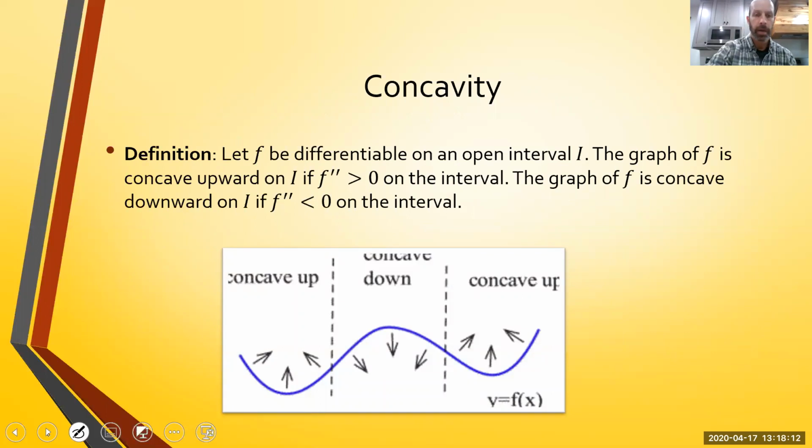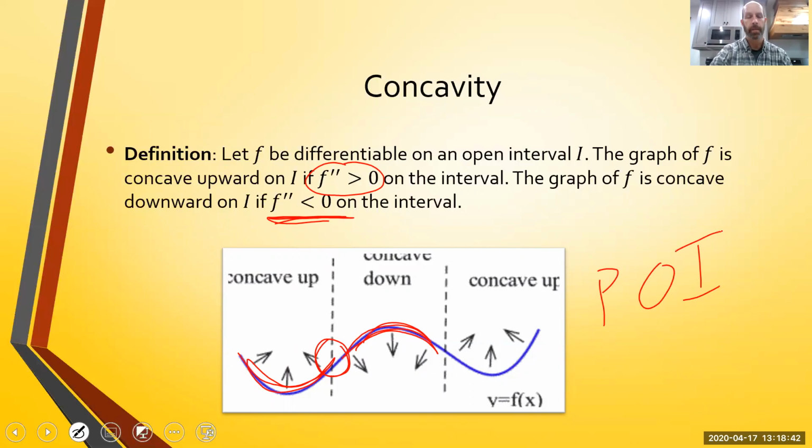Concavity. We say the function is concave up in this area here. It is concave up when f double prime is greater than 0. The second derivative of the function is greater than 0. This is concave up. Here we have concave down. This is where the second derivative of the function is less than 0. That's concave up, concave down. What do we call those points right here where it switches from concave up to concave down? I'll give you a hint.